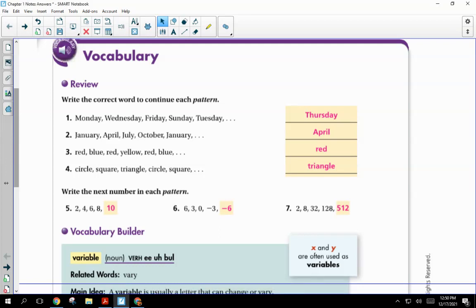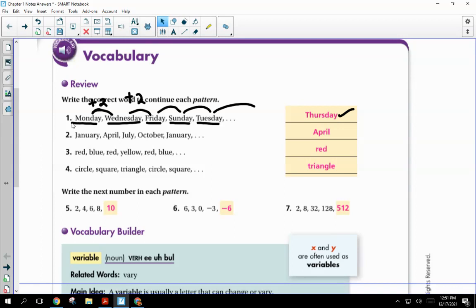Vocabulary. Review. Write the correct word to continue each pattern. So we have just words here: Monday, Wednesday, Friday, Sunday, Tuesday. So we're skipping, and when you do patterns, you kind of want to write the pattern down between them. We're skipping one day, right? Or you can say every 2 days, whatever you think the pattern looks like. There's no right or wrong answer for that. So we go Friday to Sunday is another two here, another 2 after this would be Tuesday to Thursday, and you can see the answer right there.